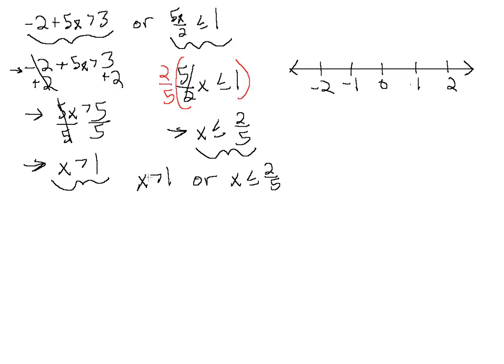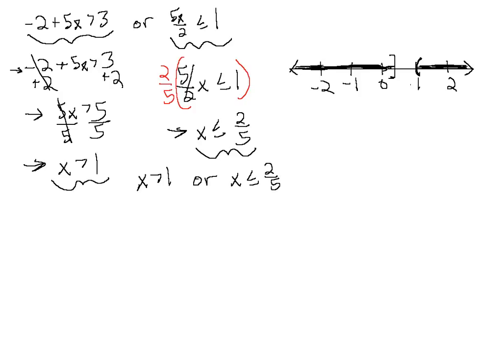Okay, so we're looking for all the values that are greater than 1. We're not including 1 because we just have a greater than sign, so we're going to put a parenthesis opening to the right here, and we'll be shading to the right. We can do that because we have an or compound inequality, and we don't have to worry about the solutions overlapping. So the second region is going to be all the numbers less than or equal to 2/5. 2/5 is somewhere about right here. We're going to include 2/5 in our solution set, so we're going to put a bracket there, opening to the left, and since we're interested in all the values less than 2/5, we're going to shade to the left. And that's the solution graph for this compound inequality.